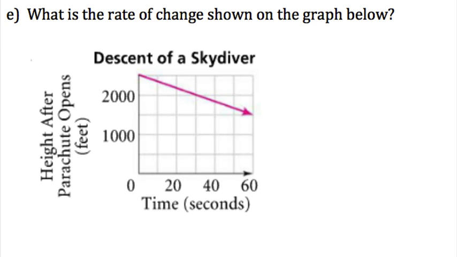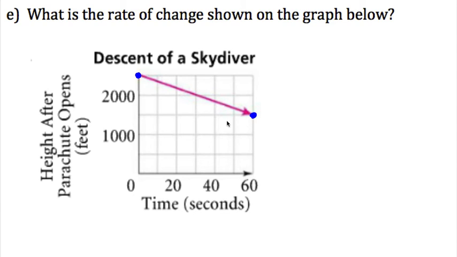Last one here. Yep, last one. I was just double checking. What is the rate of change of the graph below? This is the descent of a skydiver. So right here at time 0 seconds, the skydiver jumped out of the airplane, and then they started descending. So after 60 seconds, they were at this point. So we want to know what is the average rate of change that they had.